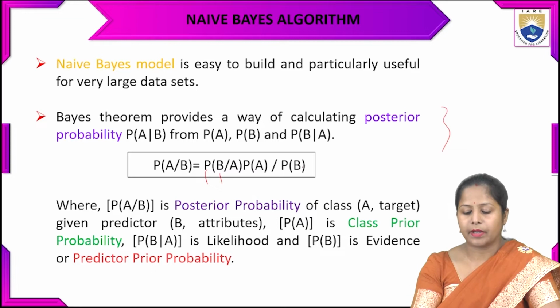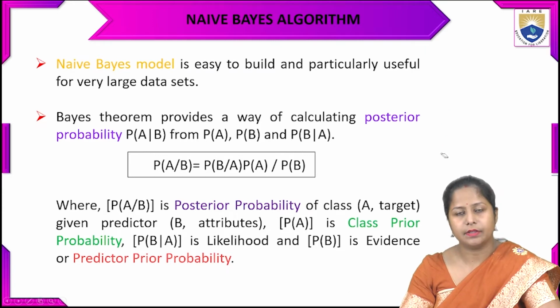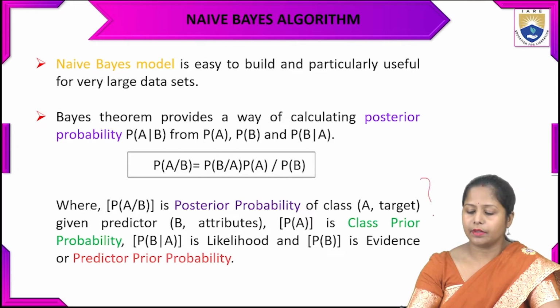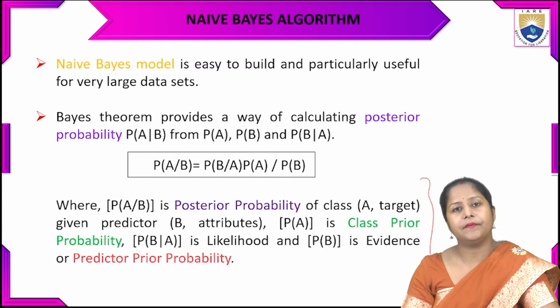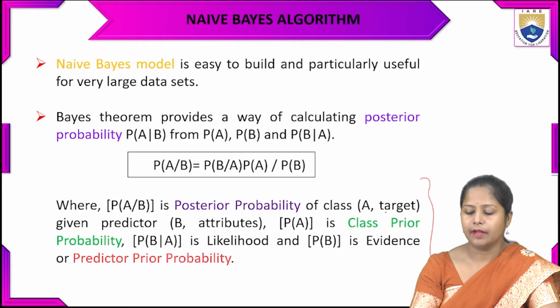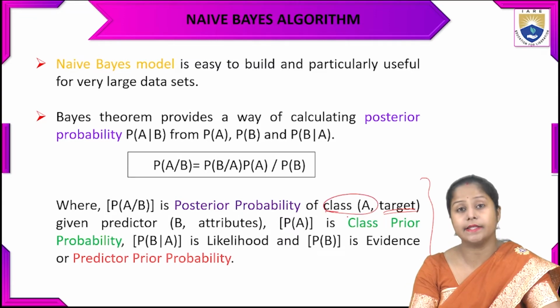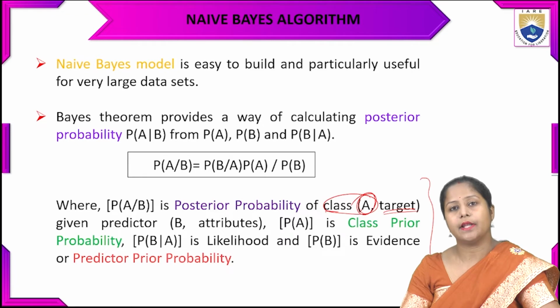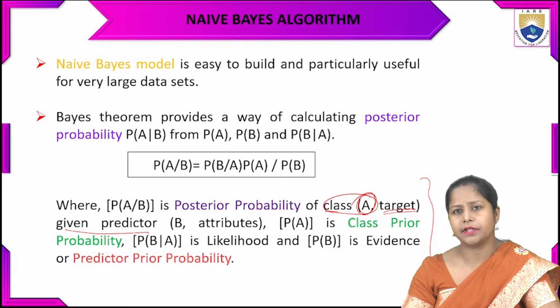So that is the other event, that is the first event. That will be calculated from the same formula, that is the posterior probability of the same model, where P of A given B is the posterior probability of class A. If some class is there, that is A, and it is having the target, what target we have to achieve, so that class is the A class. That will be the target, and the given predictor is P of B.